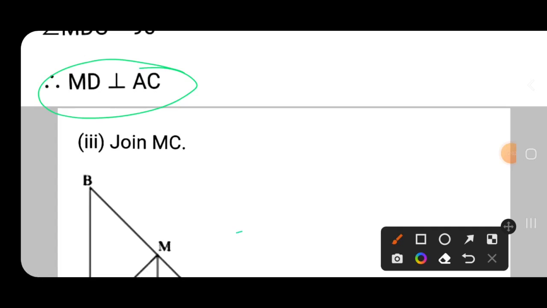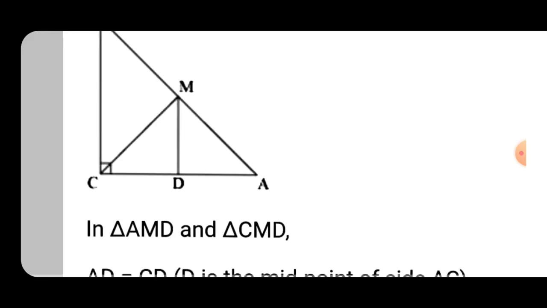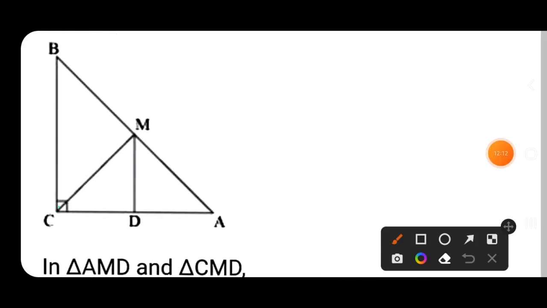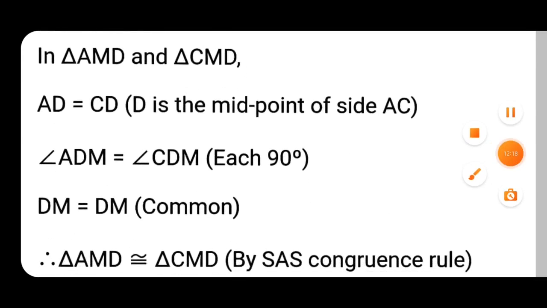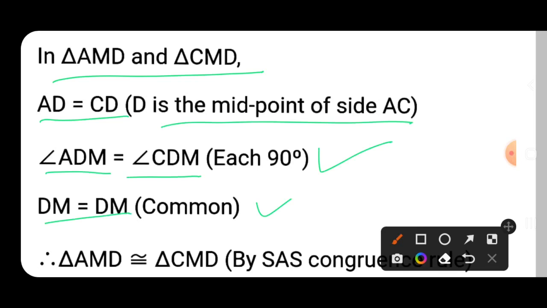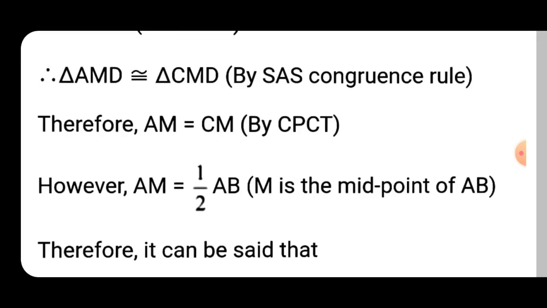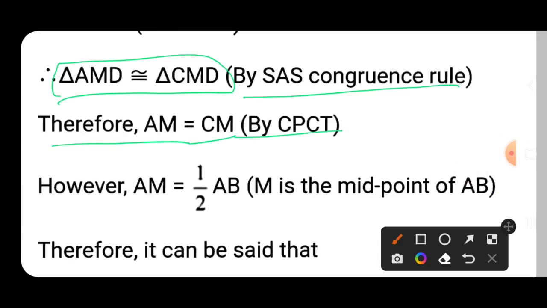Now the third part of this question. Join MC. Okay, join MC. Then in triangle AMD and triangle CMD, AD is equal to CD, as given D is the midpoint of side AC. Angle ADM is equal to angle CDM, each 90 degrees, and DM is equal to DM, common side. So triangle AMD is congruent to triangle CMD by the SAS congruence rule. Therefore AM is equal to CM by CPCT.